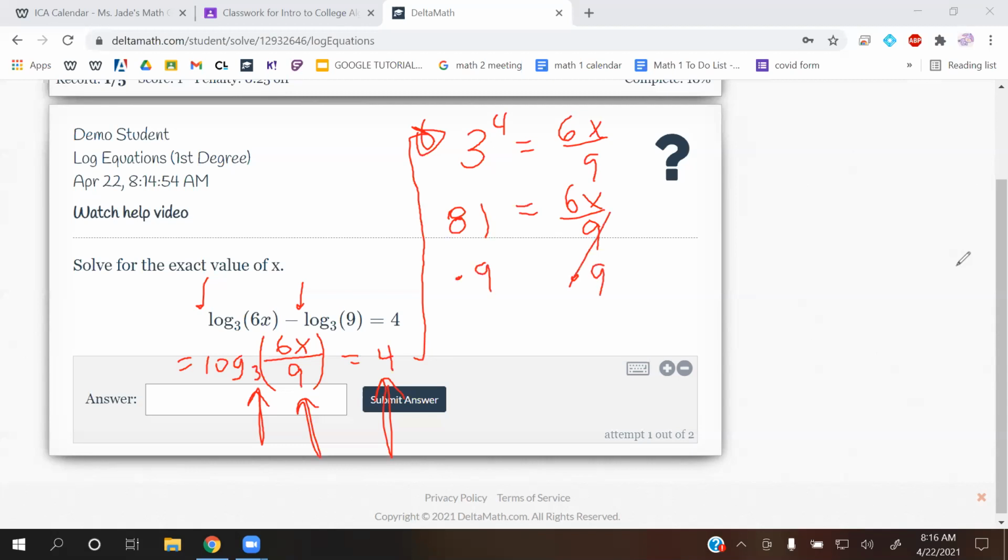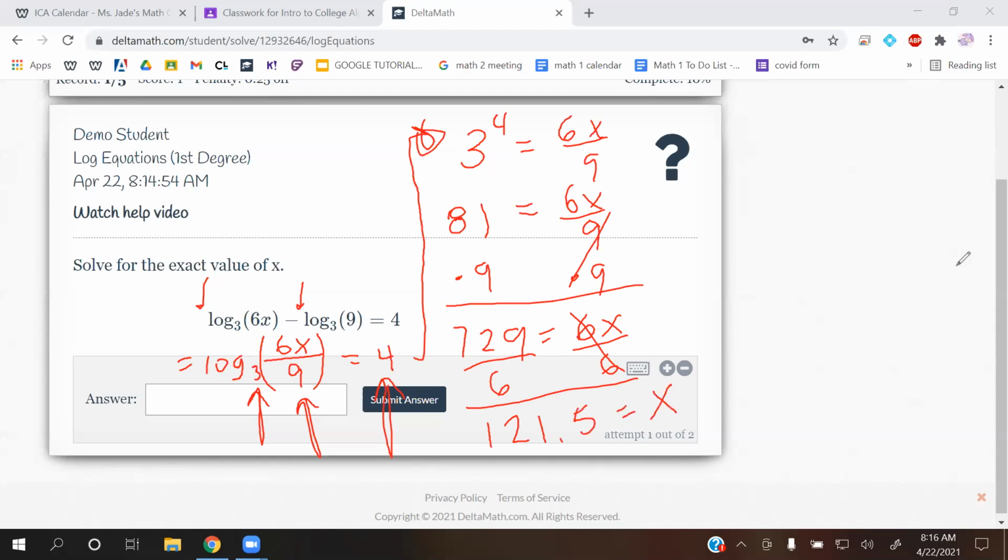That will cancel out. 81 times 9 is 729. And then divide by 6. Those will cancel out. And you get 121.5. And so your final answer is 121.5. And I'll type that in. And then let's see if you guys have any questions.